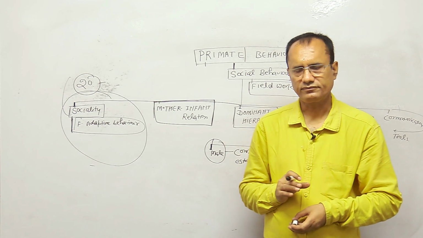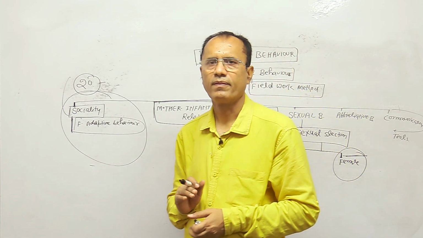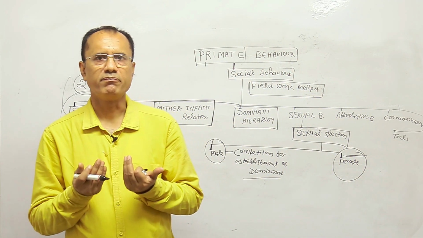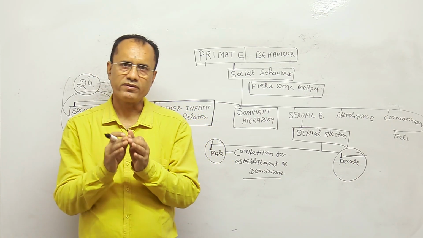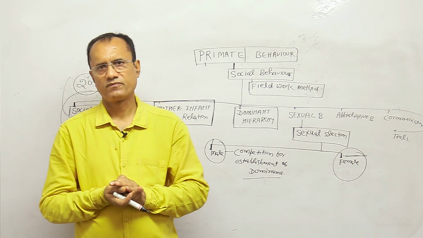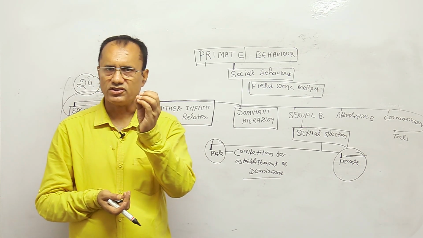Why do females follow a different sexual strategy than males? Try to understand the result of sexual intercourse. What are the results of sexual intercourse?